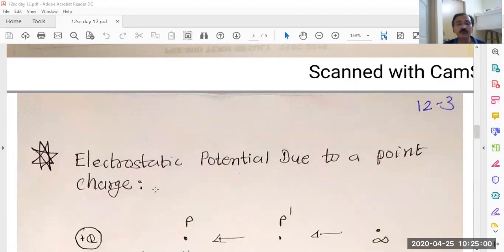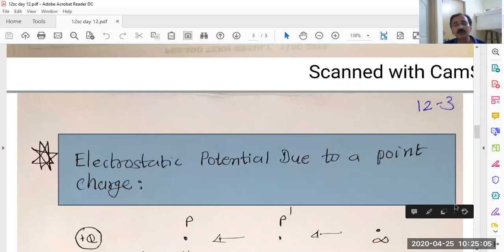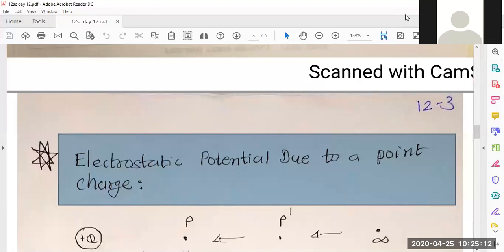Electrostatic potential due to a point charge. This wording, do you find it similar to one of the topics of the first chapter? There was one topic, electric field due to a point charge, in chapter 1. Now we have got electrostatic potential due to a point charge.